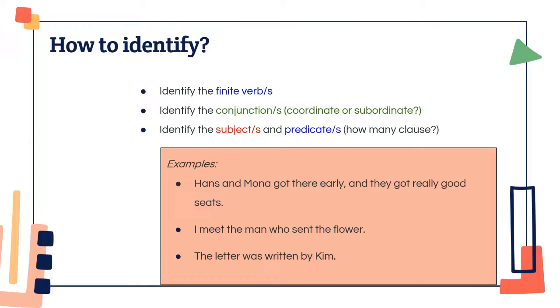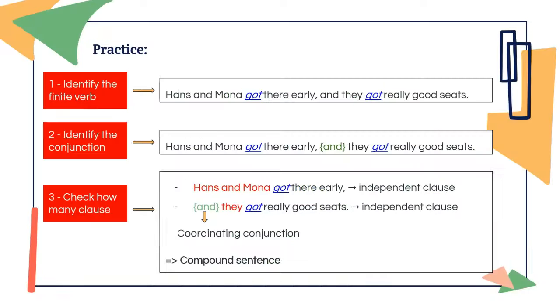And the sentences are, the first one: "Hans and Mona got there early and they got really good seats." The second one: "I met the man who sent the flower." And the third one: "The letter was written by Kim."